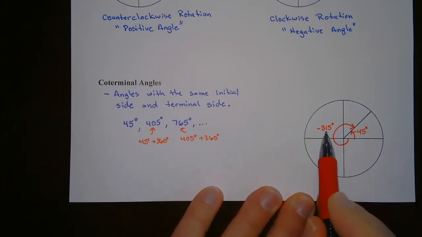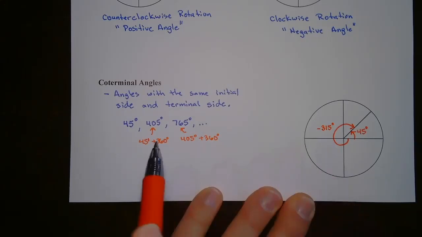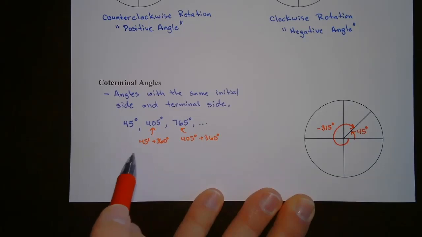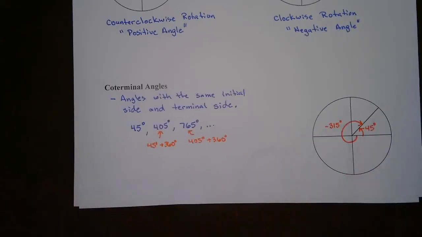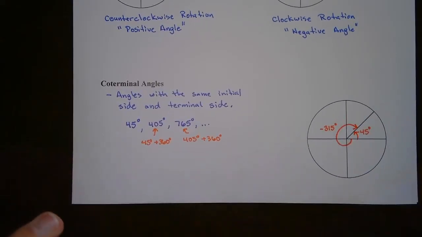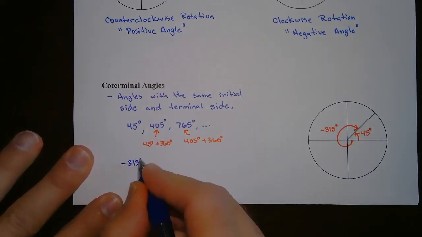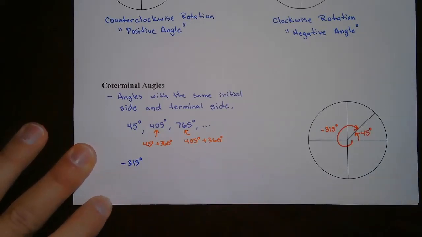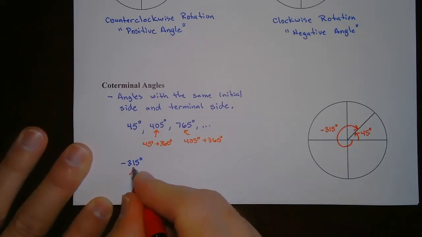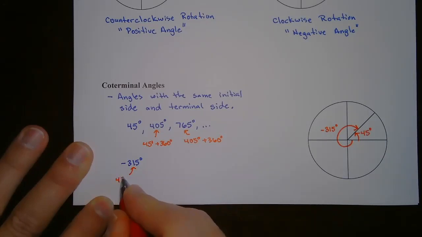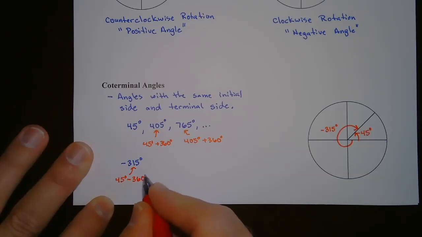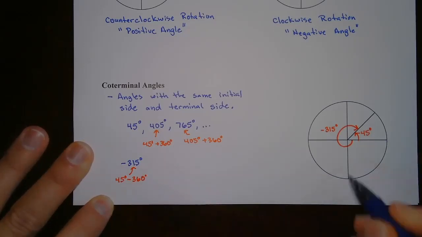Now, how could I get that negative 315 degrees? Well, I could have taken this 45 degrees, and instead of adding 360 degrees, I could have subtracted 360 degrees. That would start to give me some negative coterminal angles. So we could have negative 315 degrees. How did I come up with that one? I took the 45 degrees, the initial one that we started with, and I subtracted 360 degrees.